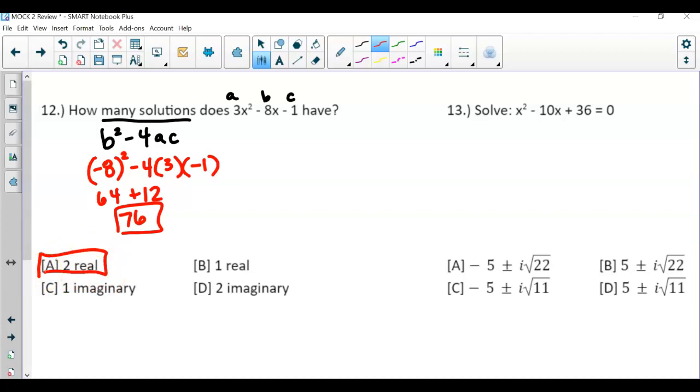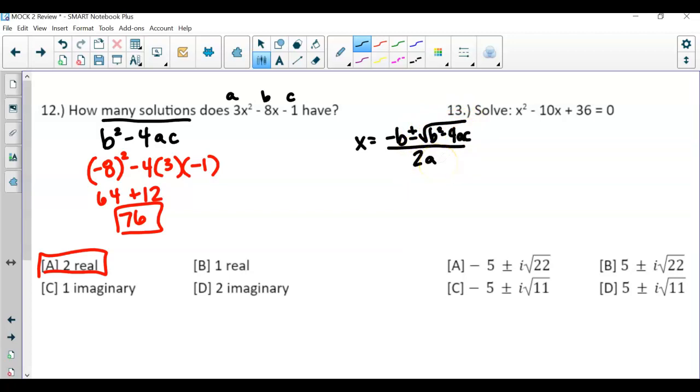Question 13. And again, we're solving. However, I do notice now we have 3 terms, but because of the setup of our answers, I'm going to use the quadratic formula. So x is equal to negative b plus or minus the square root of our discriminant, b squared minus 4ac, all divided by 2a.